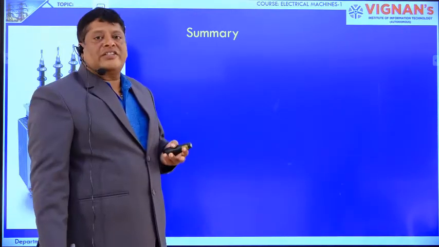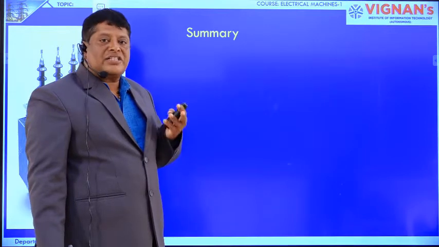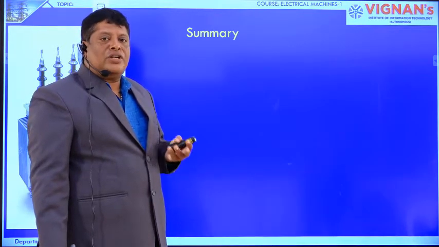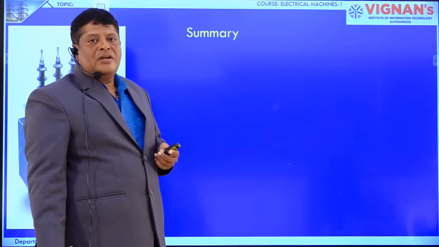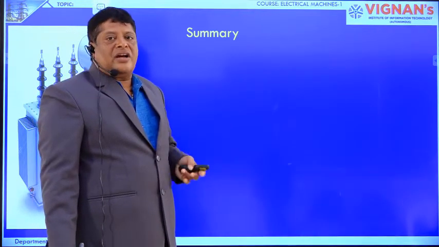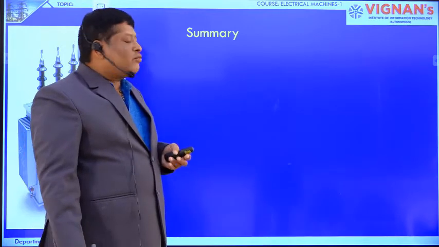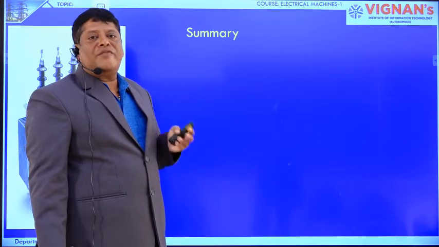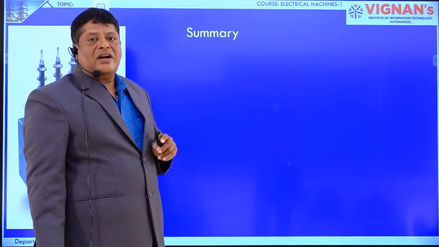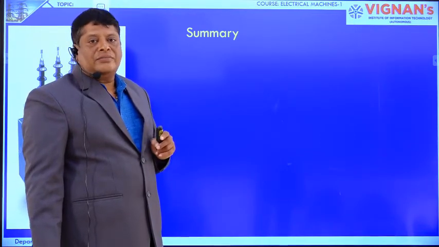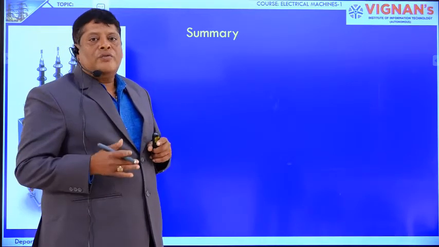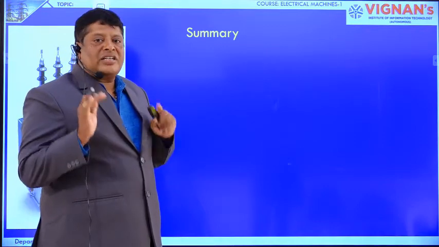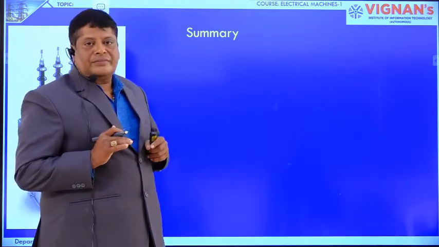Summary. First we discussed the construction of a transformer. There are two types of construction: core type and shell type. Next we derived the EMF equation of a transformer. After the EMF equation, we got some idea about the phasor diagram, because in the coming classes we are going to develop the phasor diagram of the transformer. That's why we discussed that point here. Thank you.